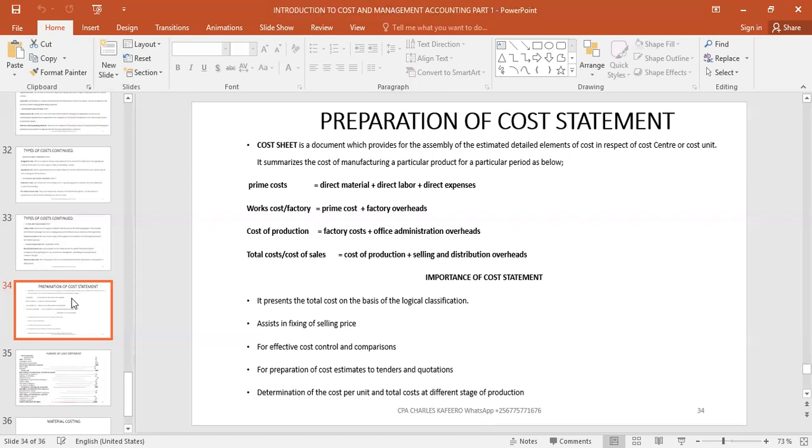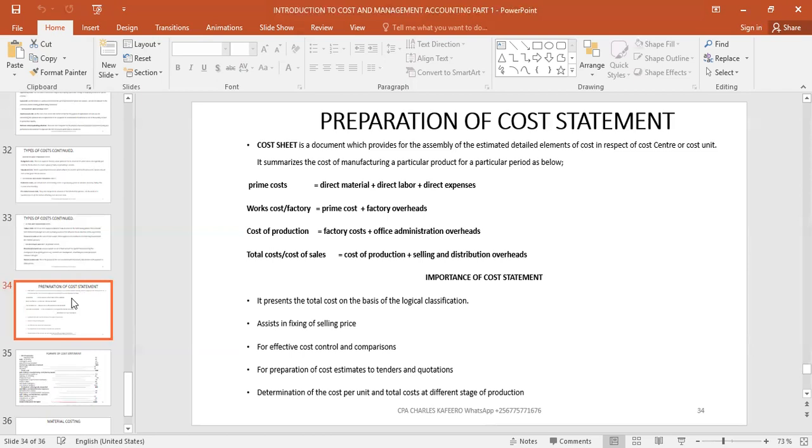These costs are summarized in 4 ways. The first one, we have the prime costs, and prime cost includes the direct material, direct labor, plus the direct expenses. That's the prime cost. It is having that direct component. We have the material, we have the labor, we have the direct expenses.